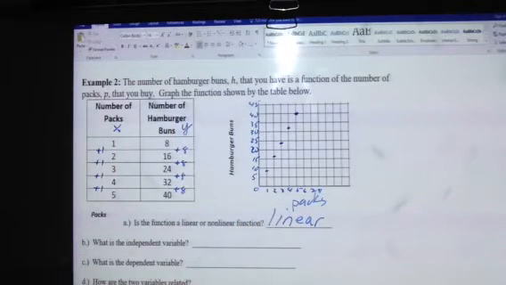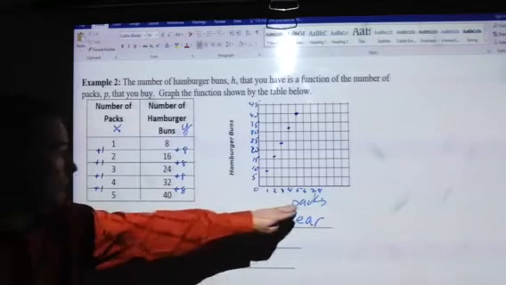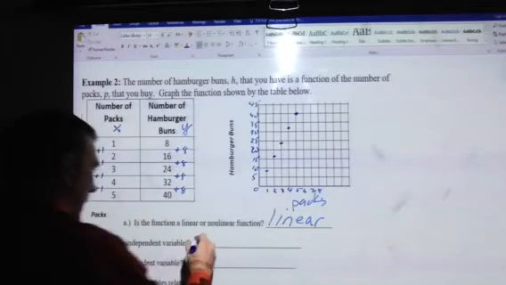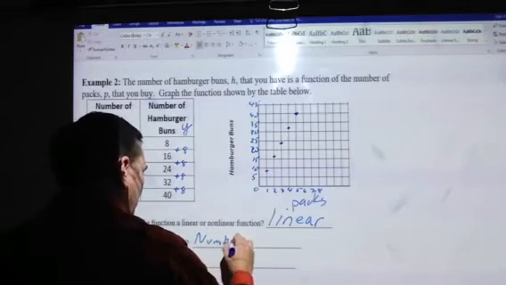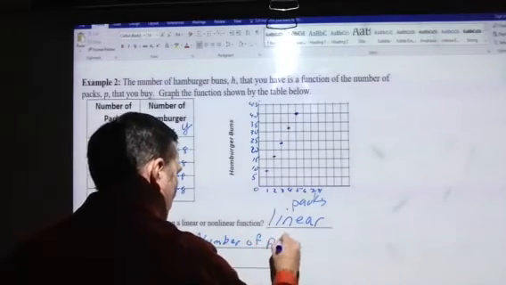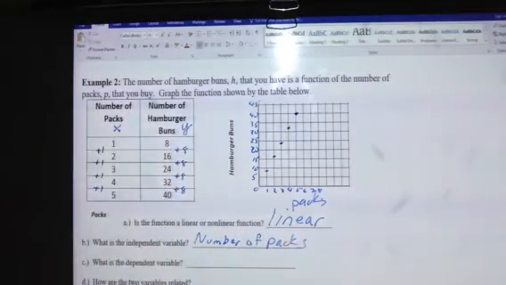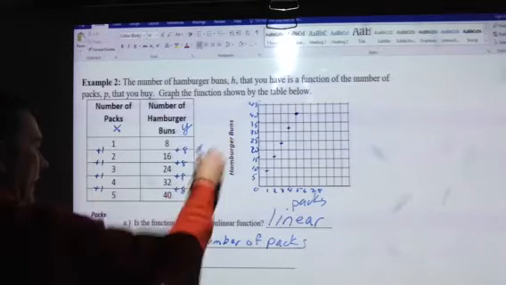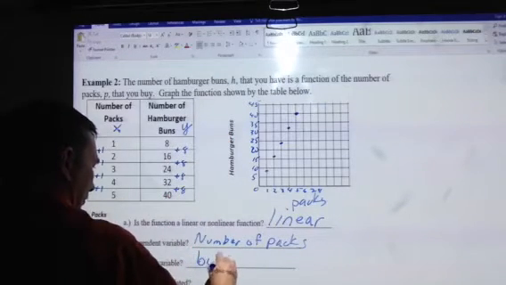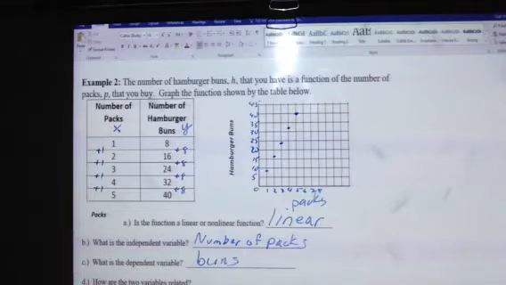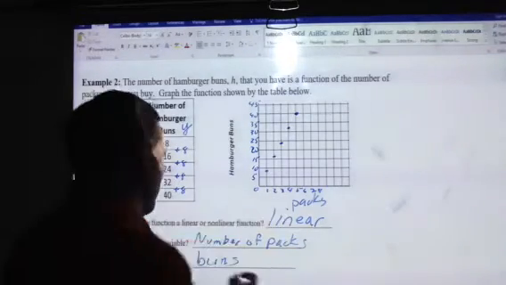Now it asks, what's the independent variable? We want to start with the x values. The independent variable is the number of packs. The dependent variable is the number of hamburger buns. And then how are these two related? Again, I always start with the x values.